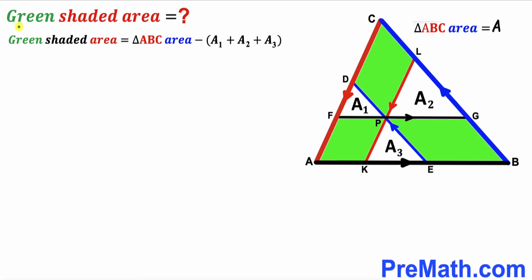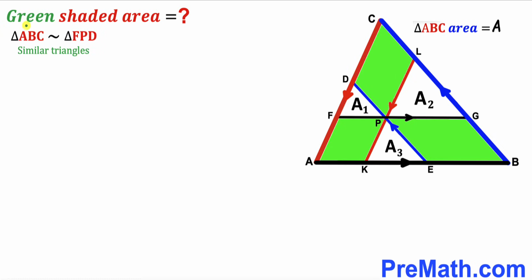And since we are interested in calculating the area of the green shaded region combined, now let's make an observation by looking at this equation. We can see the green shaded region area is going to be equal to the big triangle ABC area minus the sum of these three triangle areas. And we assume that the triangle ABC area is uppercase A. So therefore now our task is to find the value of uppercase A.